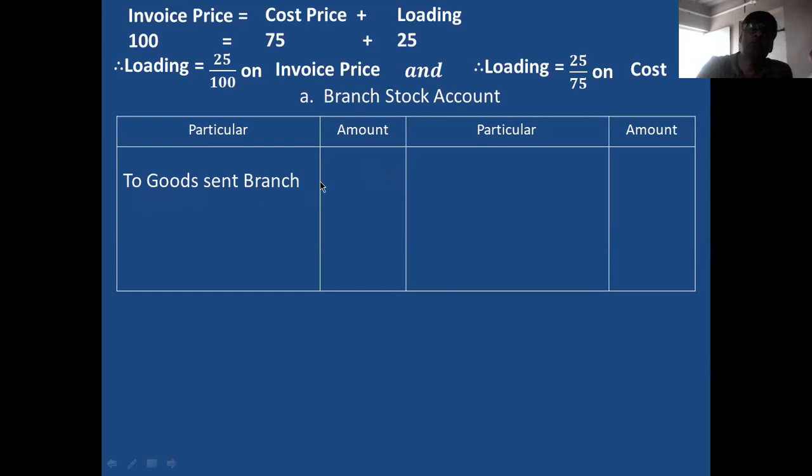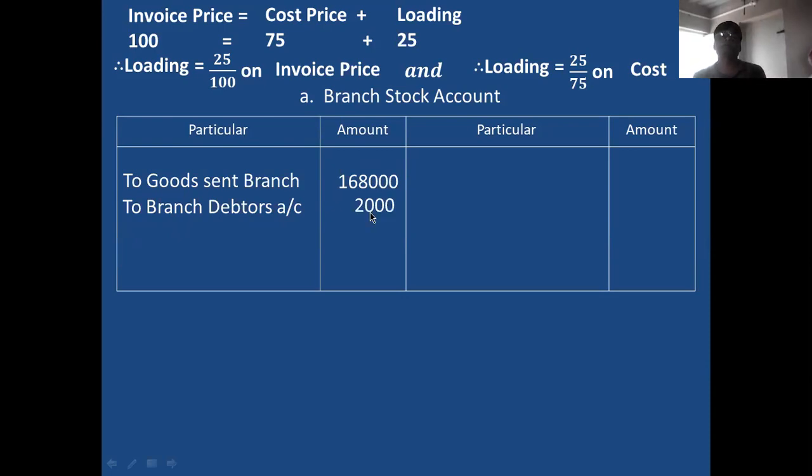Second item, goods sent to branch, 1,68,000 is there. Third item, to branch debtors account. This is called sales return. Sales return is 2,000. Remember this. This is the point you remember.